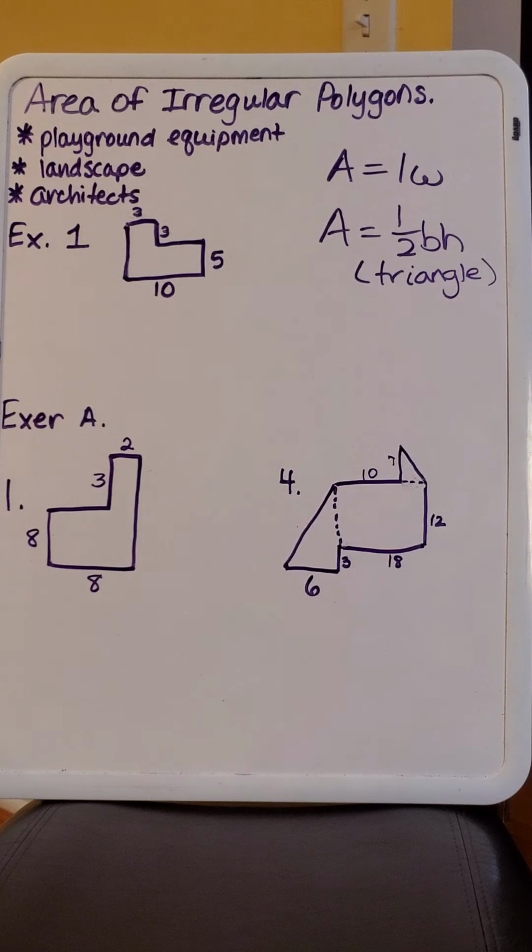Hey everybody, today we're going to be looking at areas of irregular polygons. We are still in chapter 9. We have just started it when we were dismissed from school, and we are still going through it. So it's kind of a long chapter, but we are getting close to the end. So, area of irregular polygons.